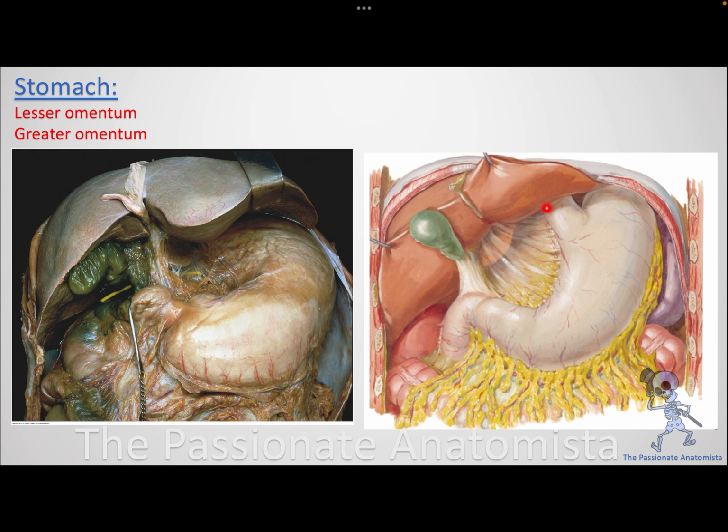We have the lesser omentum that attaches the lesser curvature of the stomach to the liver, and we have the greater omentum that attaches the greater curvature of the stomach and the first inch of the first part of the duodenum to the transverse colon. So this is in a real cadaver. This is the lesser omentum, and this is the greater omentum.